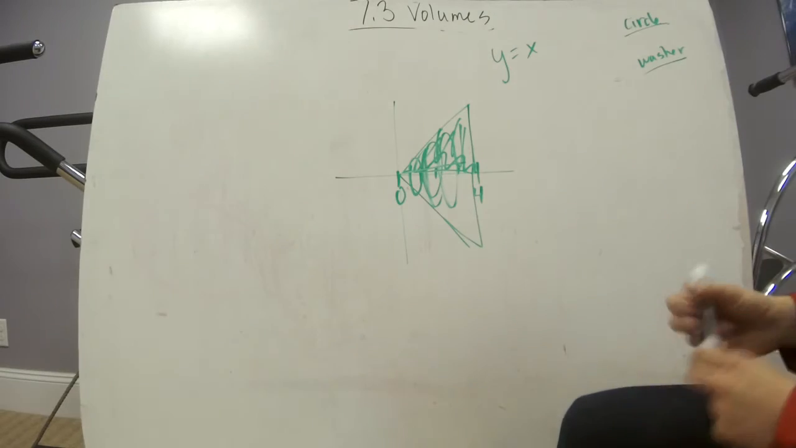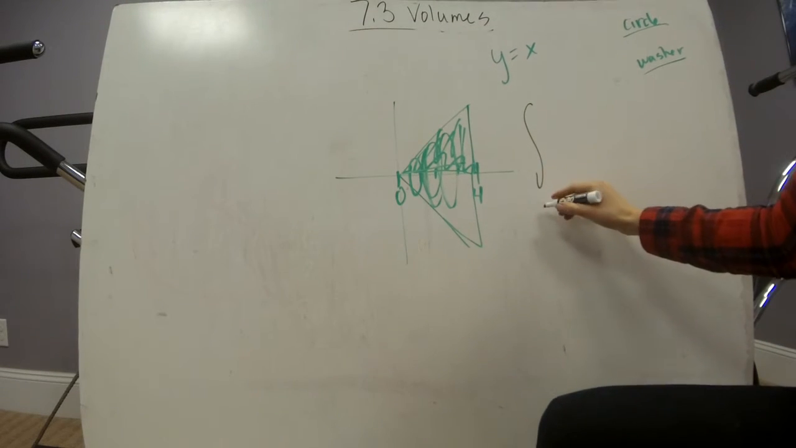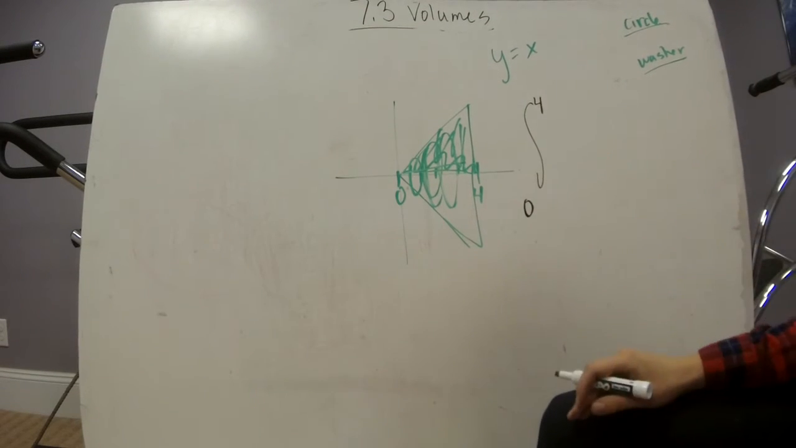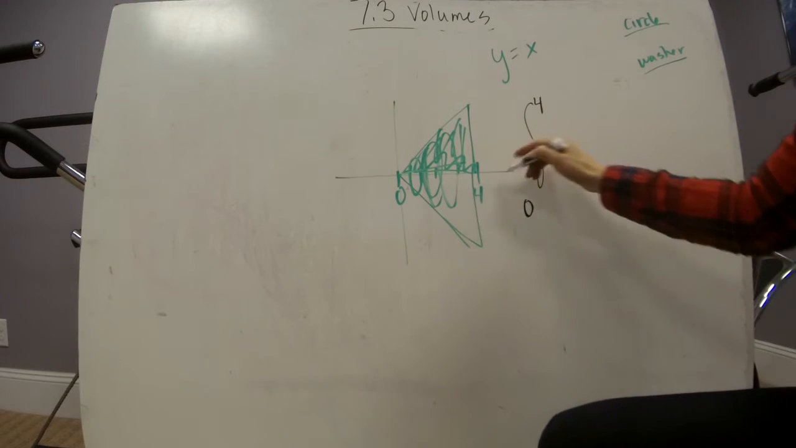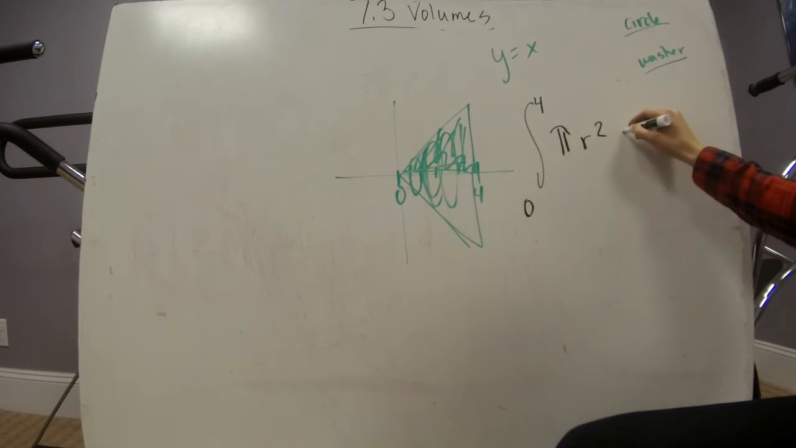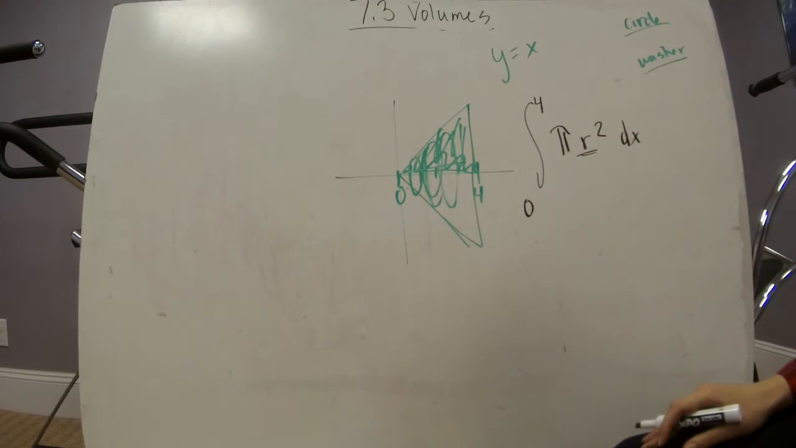So this one's so easy because what are our bounds? Well, they said on the interval from 0 to 4, so that's our bounds. What's the cross-section? It's a circle, so this is going to be pi r squared. We just got to figure out what that r is in terms of x.